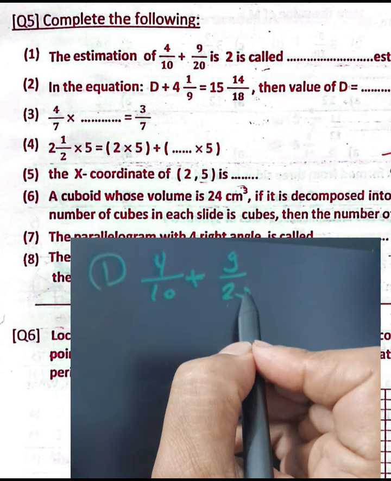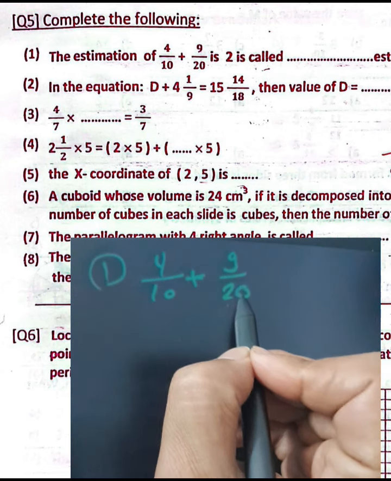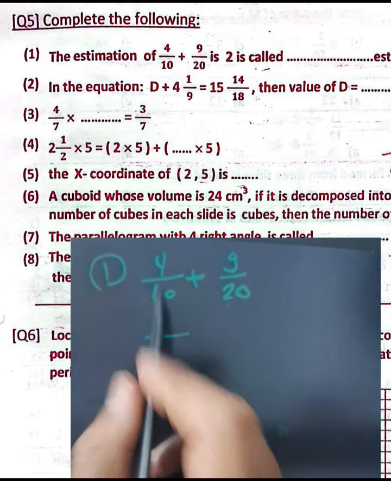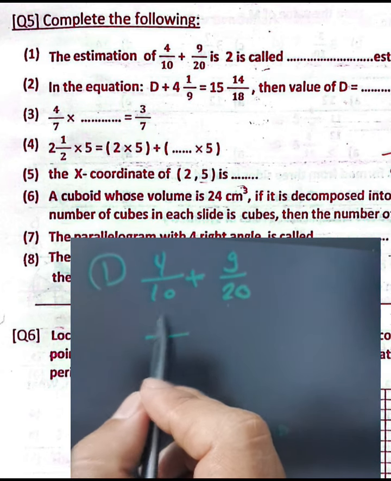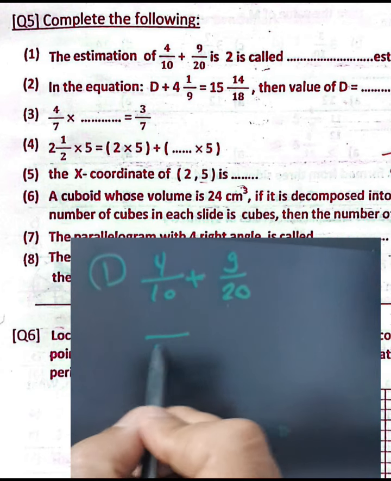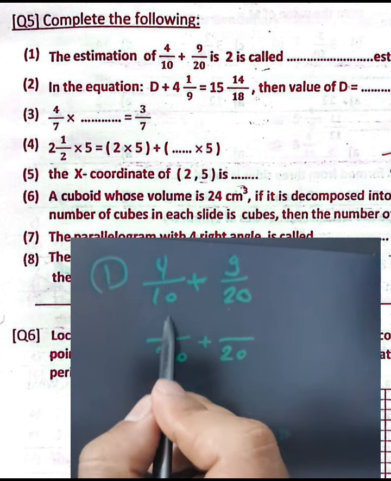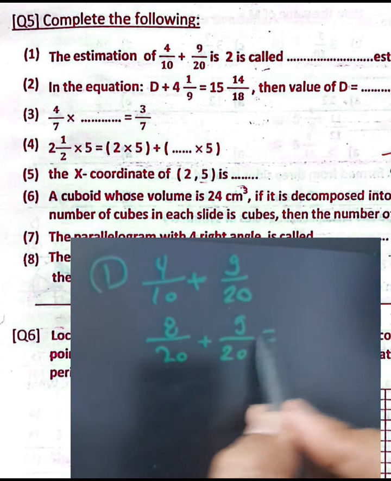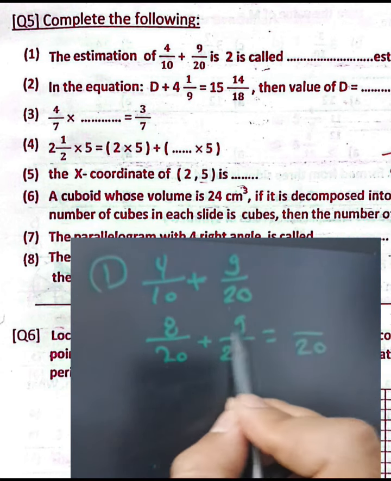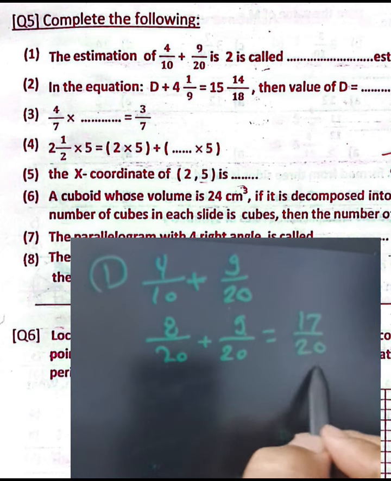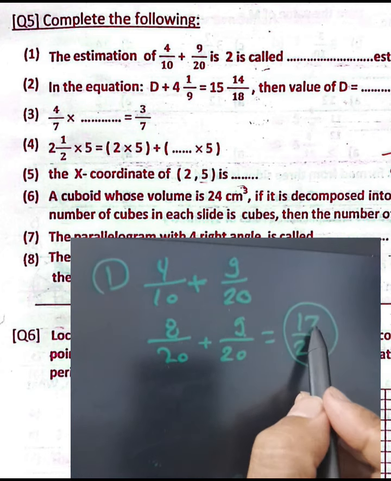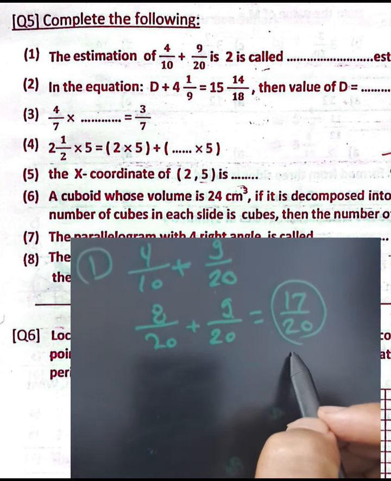We can write here, equal what? We can write 4 over 10 and 9 over 20. We know the least common multiple between them equals 20. 2 times 10 equals 20, 2 times 4 equals 8. Then the sum of them, it will be what? 9 plus 8 equals 17. 17 over 20 is nearest to 1, because 17 over 20 is nearest to 20 over 20.